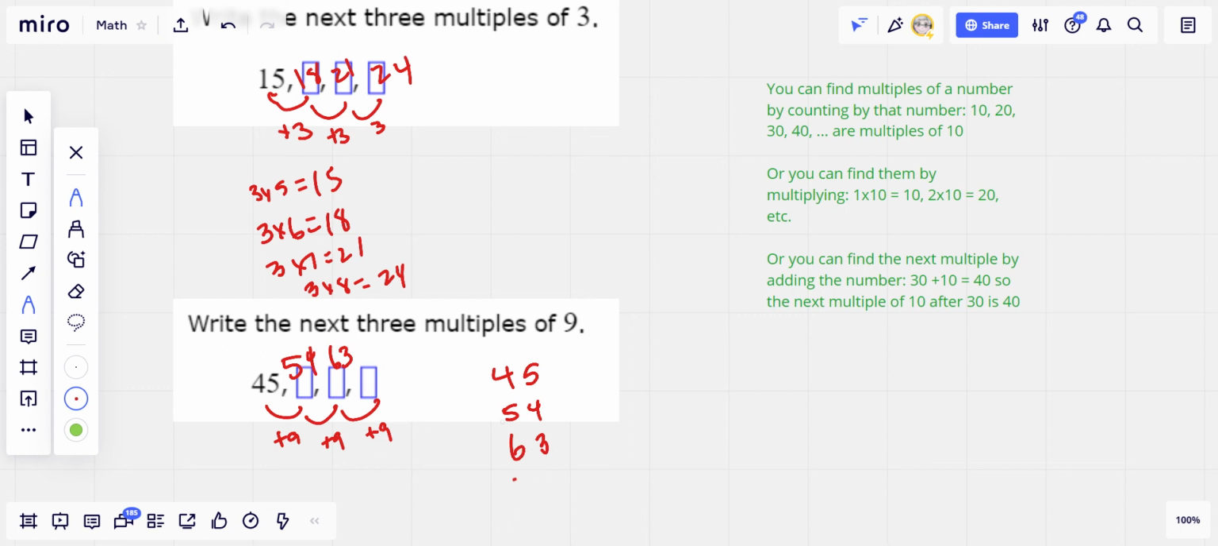So the next one, we just go up 1, down 1, and we get 72. And 63 plus 9 is 72. So that's a little bit of work with multiples of 3 and 9.